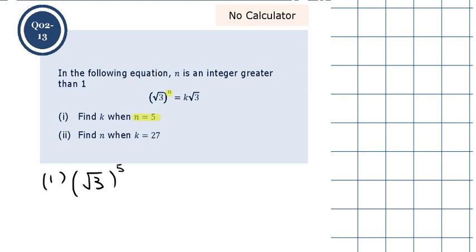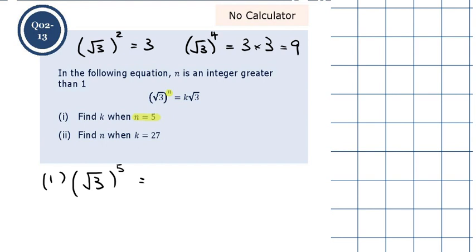Now, that might seem quite tricky. You might think it seems quite impossible without a calculator. Well, remember, square root of 3 squared is just 3. So what does that mean? Well, that means that if I have square root of 3 to the power 4, that is just 3 times 3, which is 9.